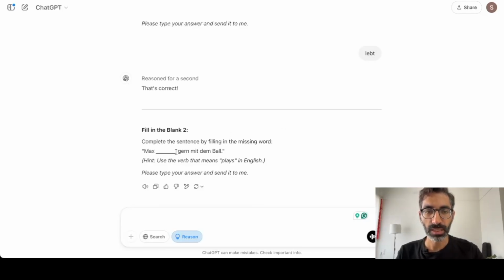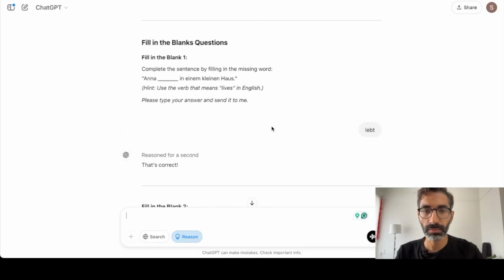Max dash gern mit dem Ball. Use the verb that means plays. Okay, play. Something to do with spiel. I don't know. We can always go back to the story and check. Max dash gern mit dem Ball.